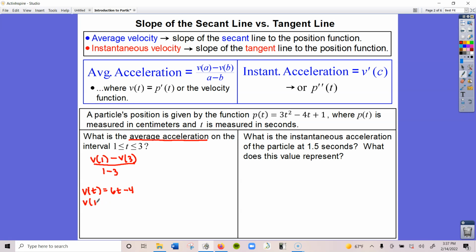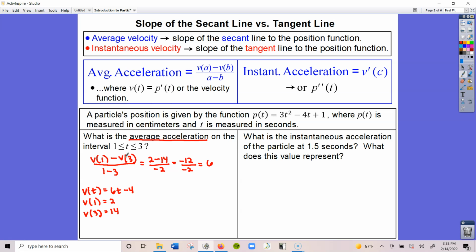Now I can plug in the 1 and the 3. So v of 1 is going to be 6 times 1, which is 6, minus 4, so 2. And then when I plug in 3, 6 times 3 is 18, minus 4 is 14. When I plug them in, v of 1 is 2 minus 14 over 1 minus 3, which is negative 2. 2 minus 14 is negative 12. Divided by negative 2 gives me 6.